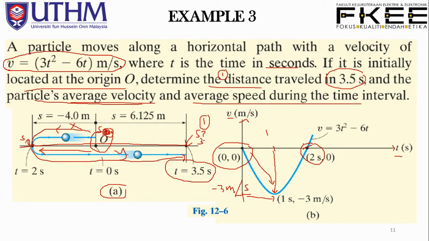So the particle has zero speed. So v equal to 0. Okay. And this is at v equal to 3t squared minus 6t. Okay, so minus 6t. So this is the time which is given from this equation.